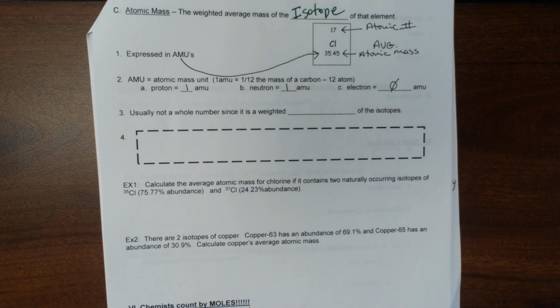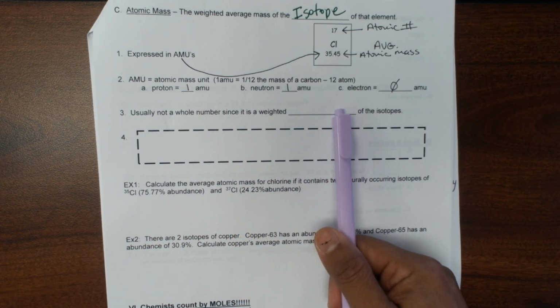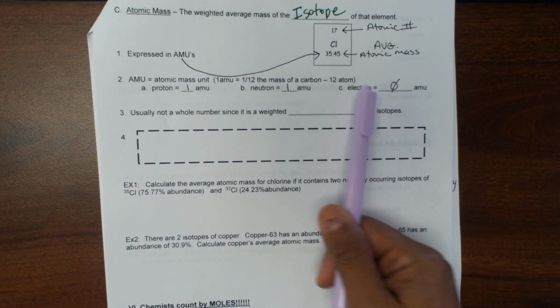So one more time. Average atomic mass is the average of the masses of all of the isotopes of the same element. And AMU is the atomic mass unit, which is 1/12 of the mass of carbon-12. The proton is considered to be 1, a neutron is considered to be 1, and an electron is considered to be 0. Let's stop though.